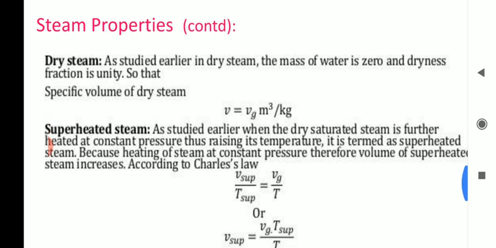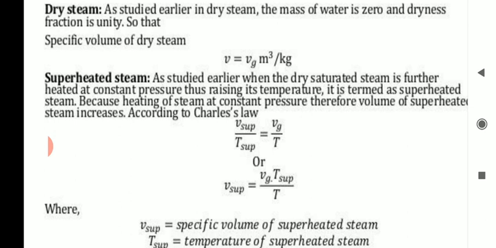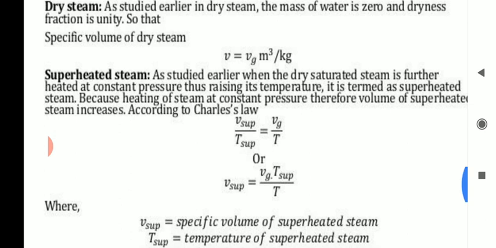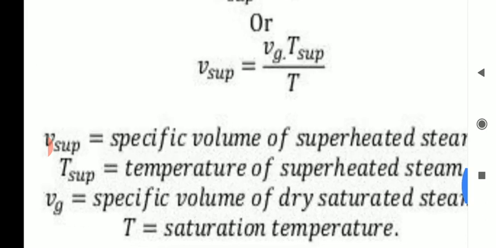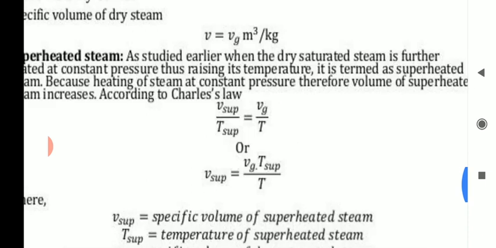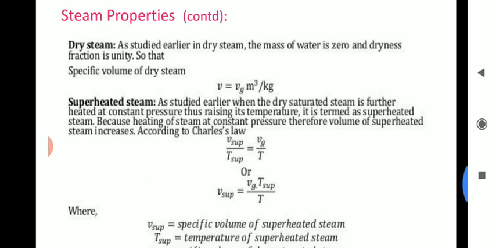Similarly for the superheated steam, when we apply Charles' law, we get the specific volume of superheated steam: V superheat is equal to Vg into T superheat divided by T saturation. So these are the things concerned with the specific volume terms.